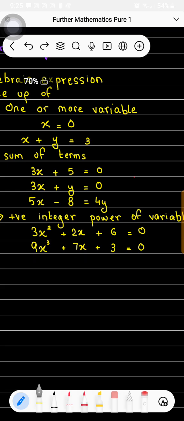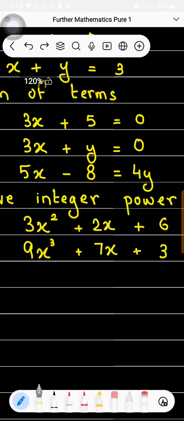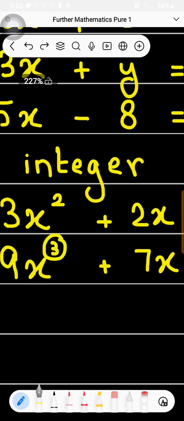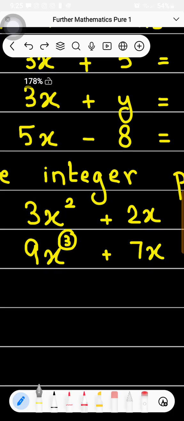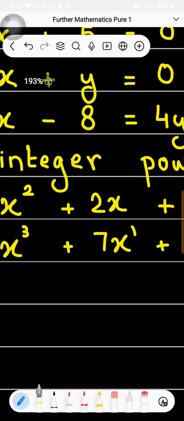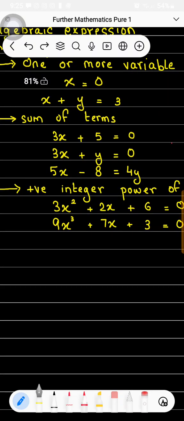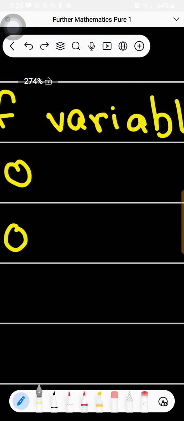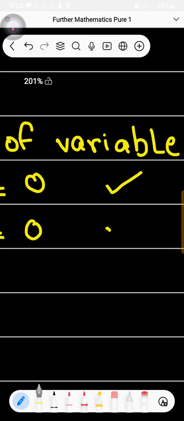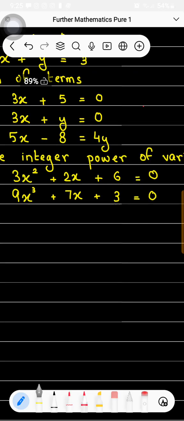Now let's check the third condition: positive integer power. Positive 3 means a positive power and an integer also. There is positive 1, so it also satisfies the third condition, which means this is also a polynomial equation. Let's take these two equations.